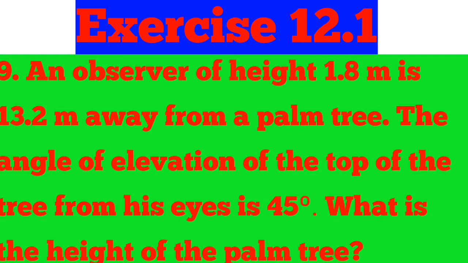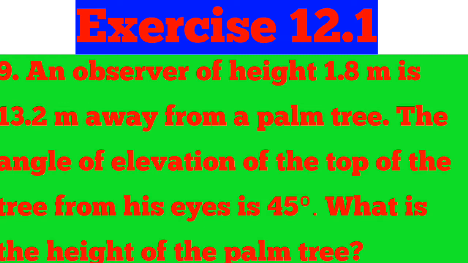An observer of height 1.8 meters is 13.2 meters away from a plum tree. The angle of elevation of the top of the tree from his eyes is 45 degrees. What is the height of the plum tree?